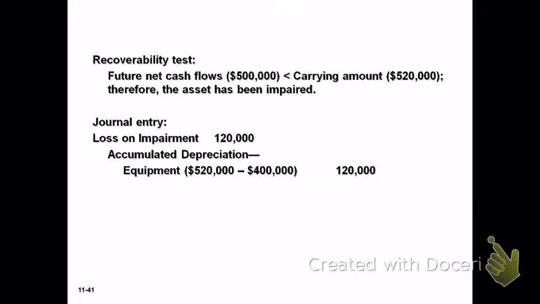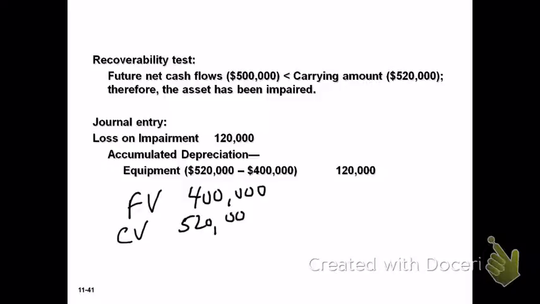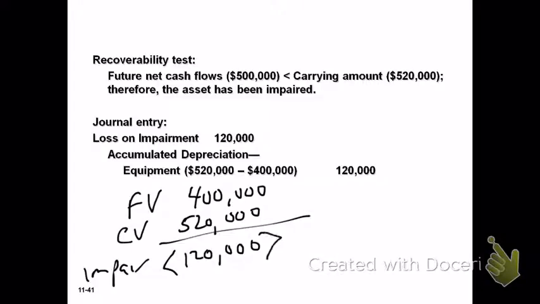When we calculate the impairment, we're taking the fair value, which they told us is $400,000, and subtracting the carrying value, which is $520,000, so we need to record an impairment of $120,000. And again, that's going to go to the accumulated depreciation account.